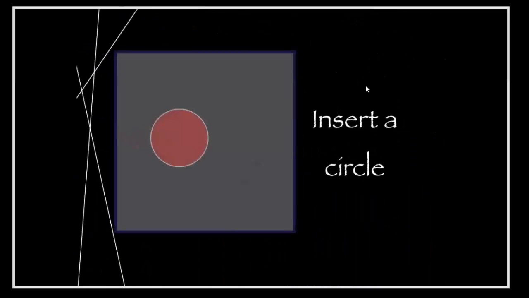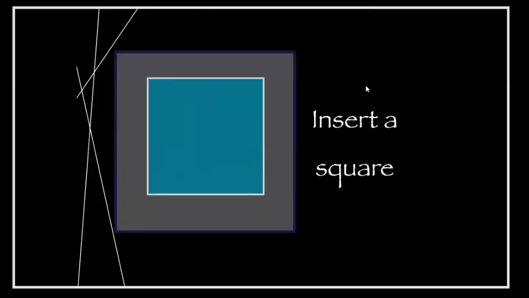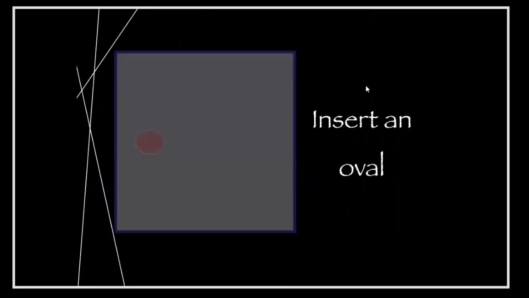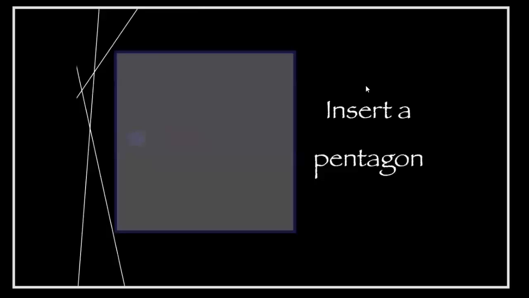So insert a circle. So they need to create adding a circle inside the box. And then what I would want them to do is also add some text with that as well. Insert a square, insert a rectangle, and insert an oval, insert a triangle, and insert a pentagon.